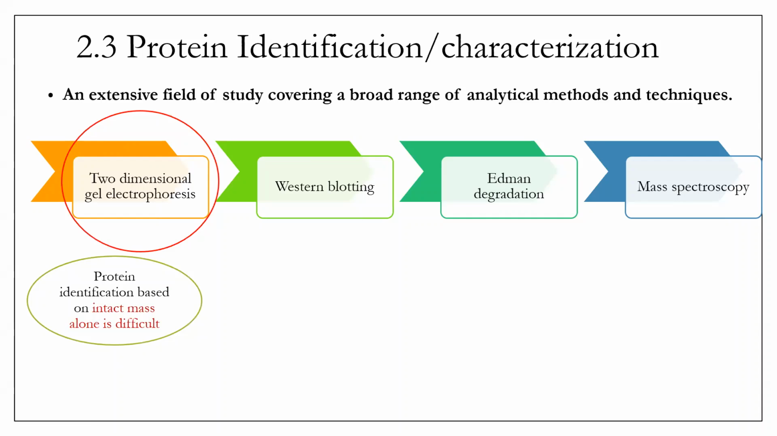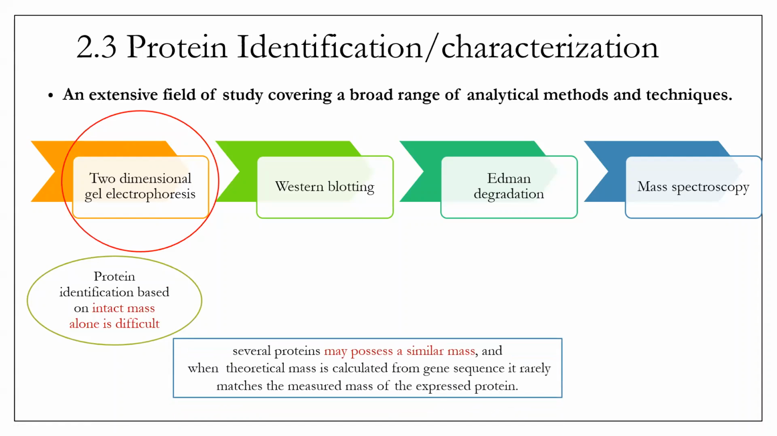When we work with protein identification, as I have told you, identification based on mass alone is difficult, because several proteins may possess a similar mass. As I have told you, there can be proteins with a similar isoelectric point; similarly, several proteins may possess a similar molecular mass also. When the theoretical mass is calculated on the basis of their gene sequence, it rarely matches that of the expressed protein.